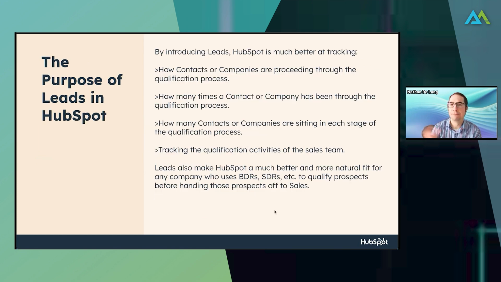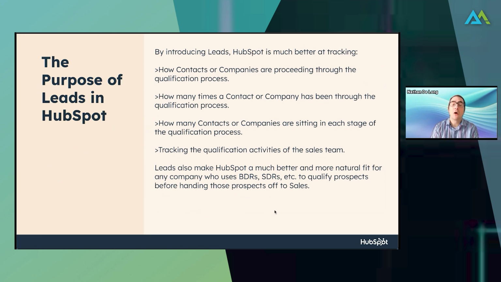Okay. So, again, what do leads make HubSpot better at? Tracking contacts and companies and how they're proceeding through our qualification process. Letting us say things like, how many times have we qualified a contact or company? Especially great with multiple products, multiple services, slightly different qualification requirements. If you think of a financial institution like a bank, your qualification process for somebody getting a business loan might be different from somebody qualifying for business checking. Those might have different steps and different stages. And with leads, we can track those separately.